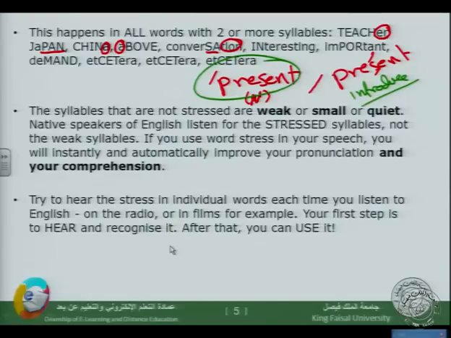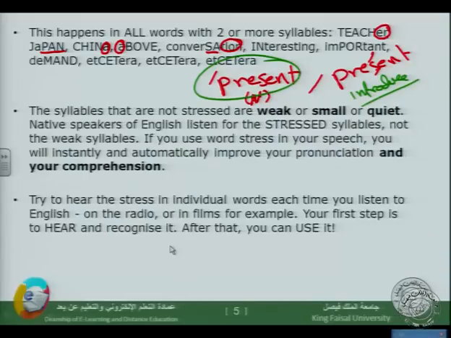The syllables that are not stressed are weak or small, as we said. If you use word stress in your speech, you will instantly and automatically improve your pronunciation and your comprehension. So this is the point.